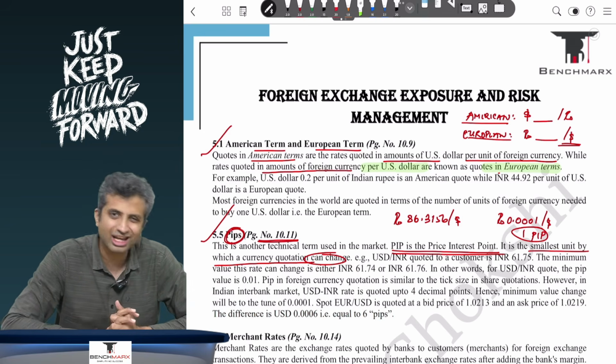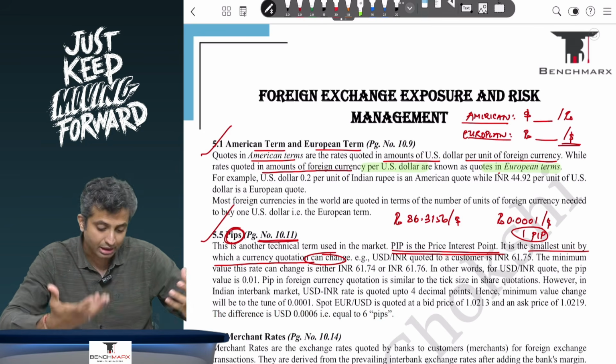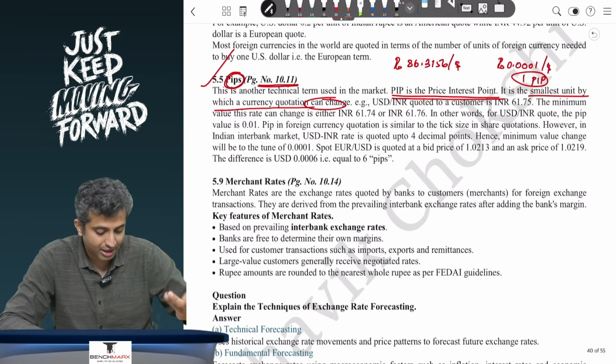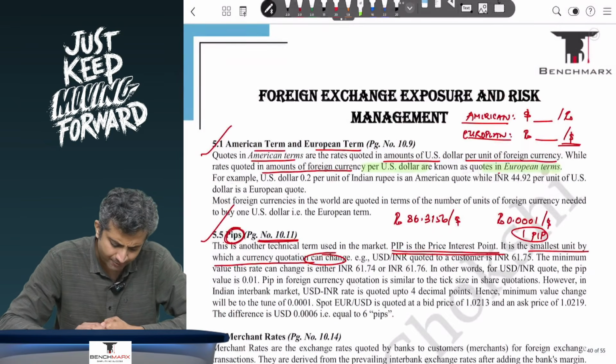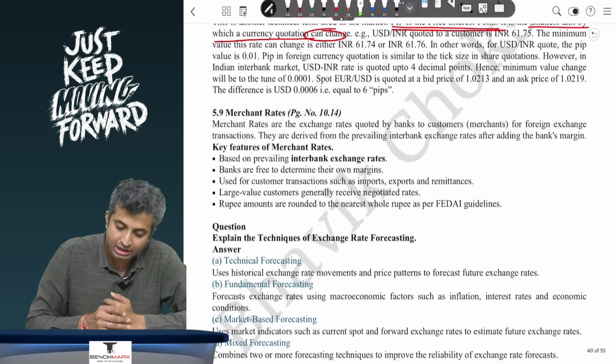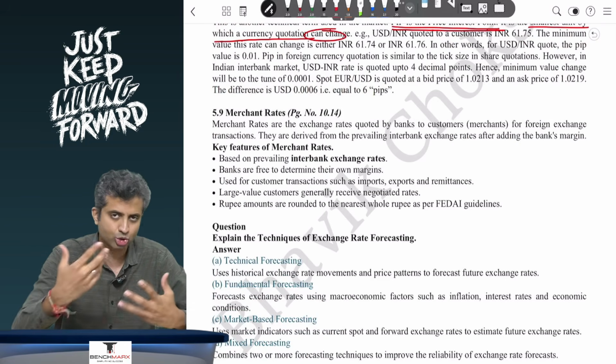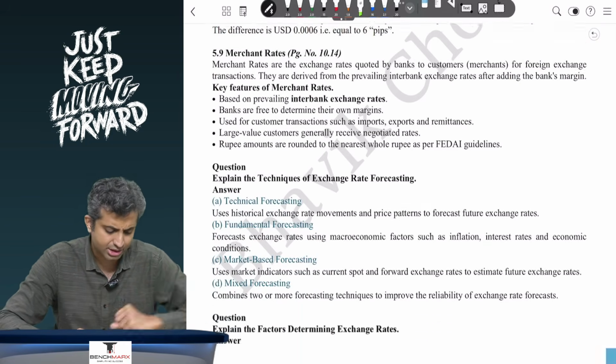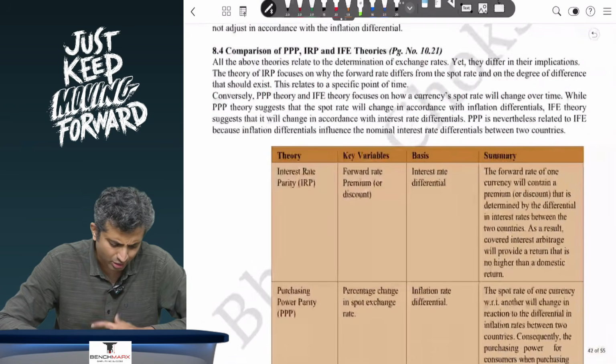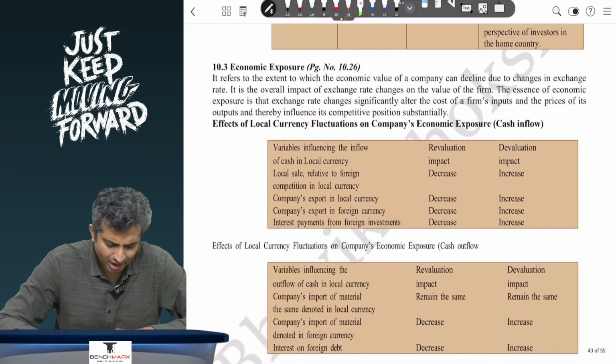We usually look at direct quotes, indirect quotes. We don't really have these American terms, European terms or a PIP, but if something like that comes up, you should be aware. Merchant rates are like the wholesale rates which are quoted by banks to, let us say, their customers. And there are few of the theory points that we say.